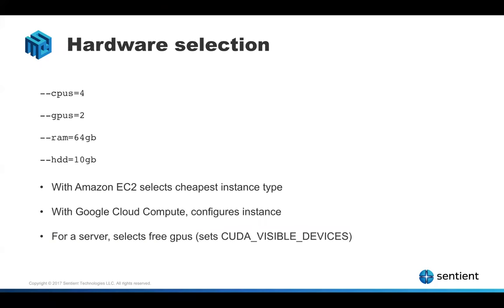So hardware selection, this is kind of the default selection here. If you use Amazon EC2, it selects the cheapest instance. With Google Cloud Compute, you can configure it. If you have a server, it will select the free GPUs by setting CUDA_VISIBLE_DEVICES to just the ones that are free on the server.